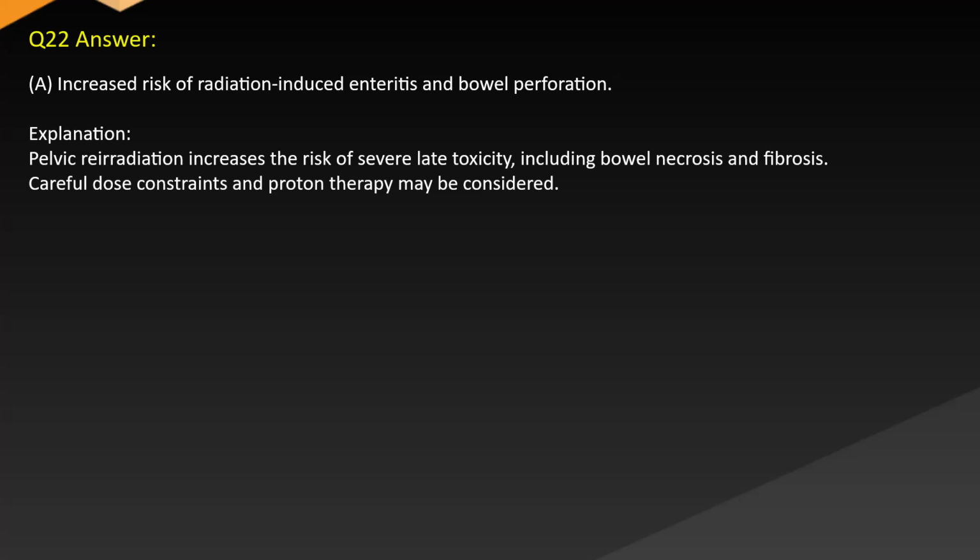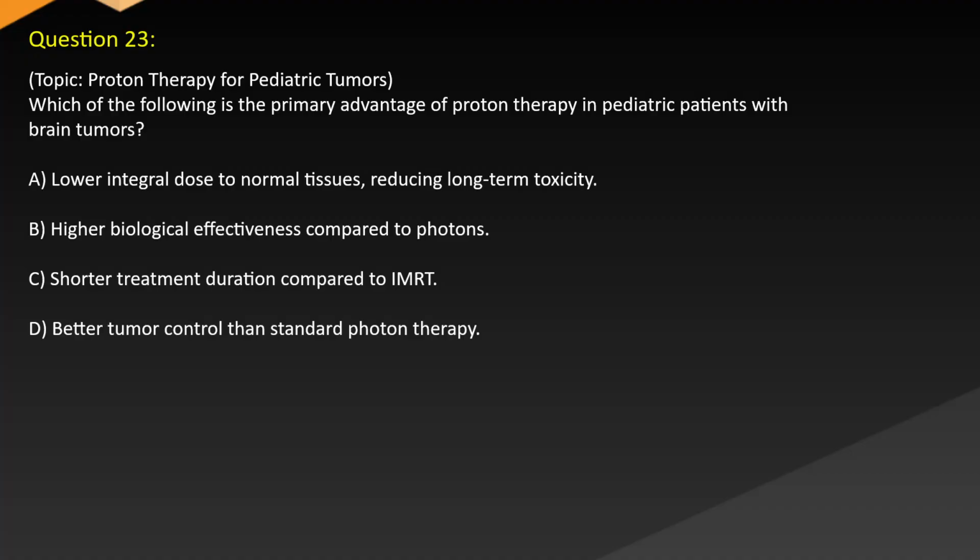Explanation: Pelvic reirradiation increases the risk of severe late toxicity, including bowel necrosis and fibrosis. Careful dose constraints and proton therapy may be considered. Question 23. Topic: Proton therapy for pediatric tumors. Which of the following is the primary advantage of proton therapy in pediatric patients with brain tumors?